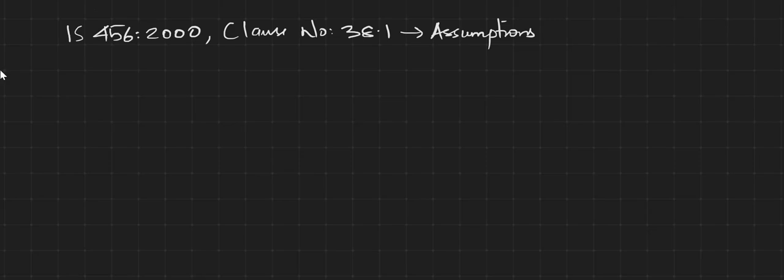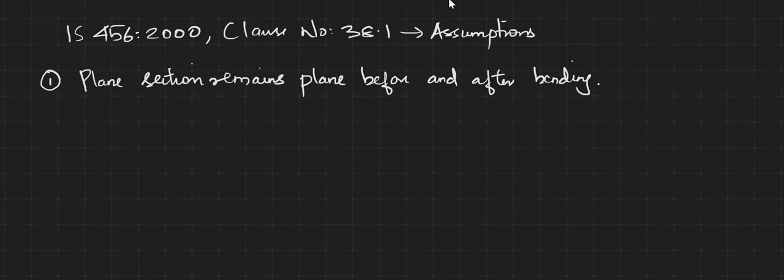So the first assumption is the plane section remains plane before and after bending. So what does that mean? The plane section remains plane before and after bending, which means the strain variation is linear. The strain variation is linear.